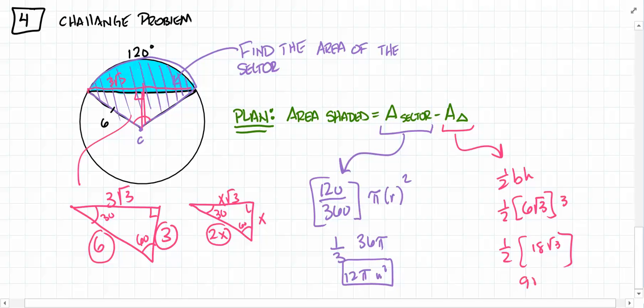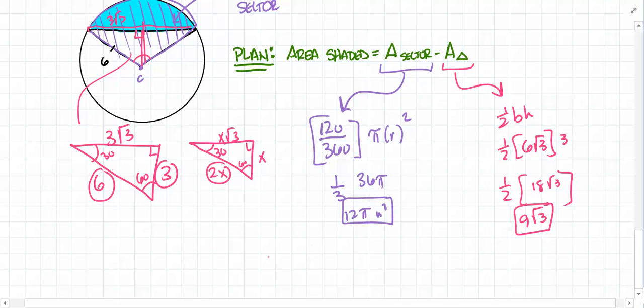Now, the plan says to subtract the two. So the exact answer would be 12 pi minus 9 radical 3, and we'll keep that in units squared. That's the exact answer, or if you run it through your calculator, you should end up with 22.111 units squared for the approximate answer.